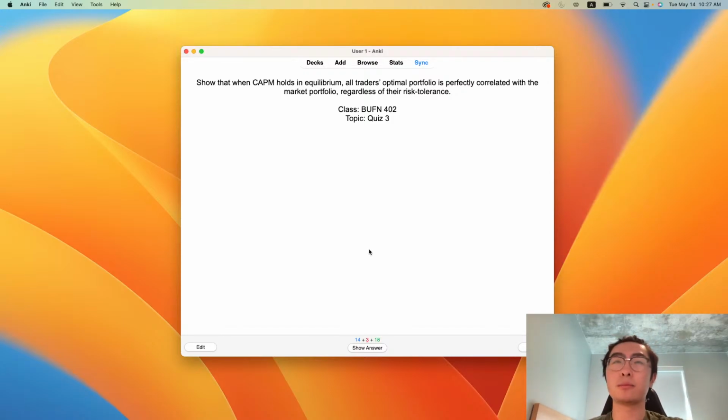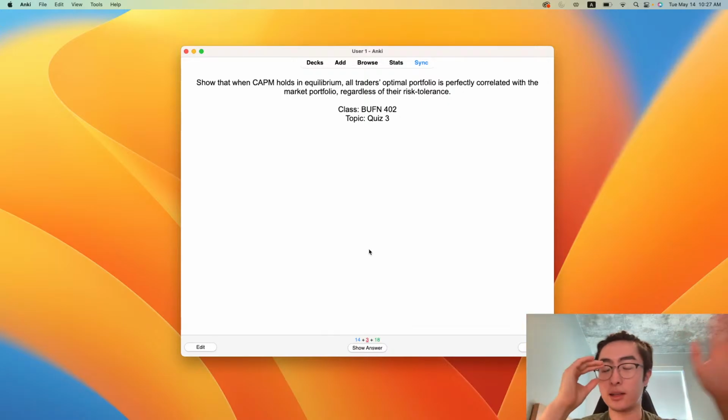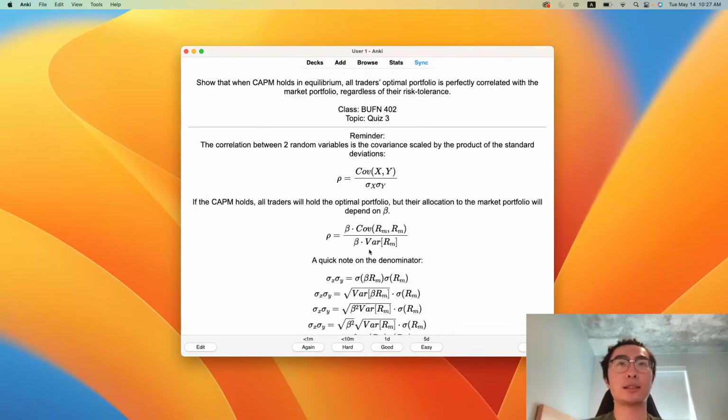So that just becomes the square root of beta squared, which is just beta, times the square root of the variance. We multiply that by the standard deviation of the market, and the square root of the variance times the square root of the variance just becomes the variance of the market. So our final form will have beta times the variance of the market divided by beta times the variance of the market. That is just equal to 1.